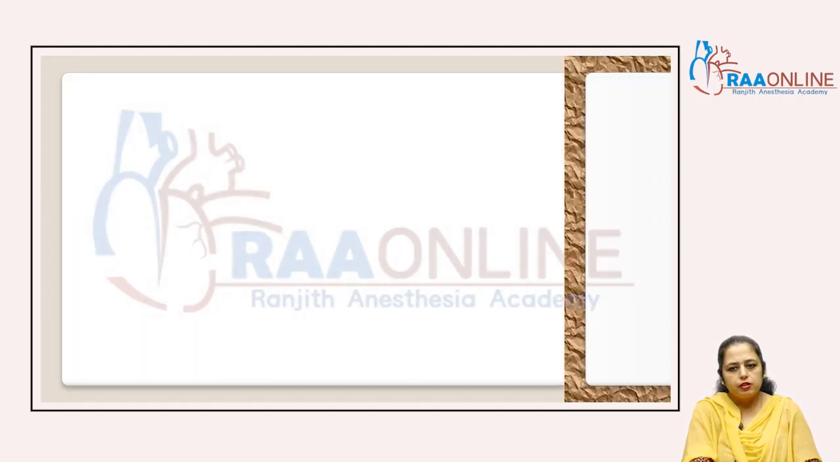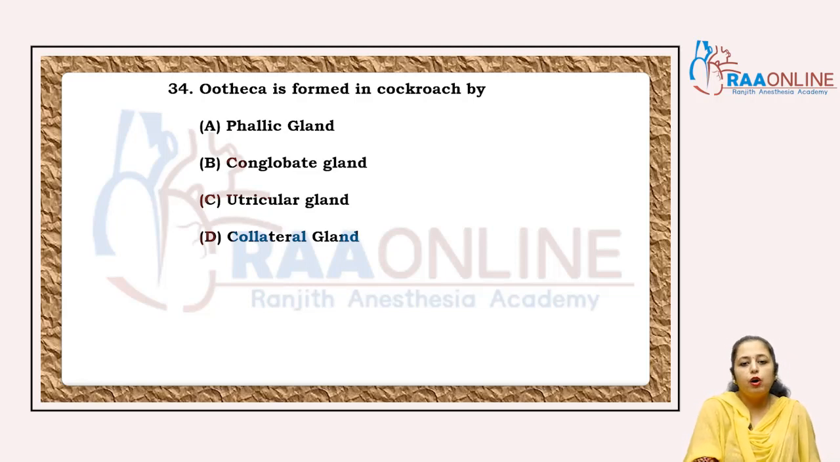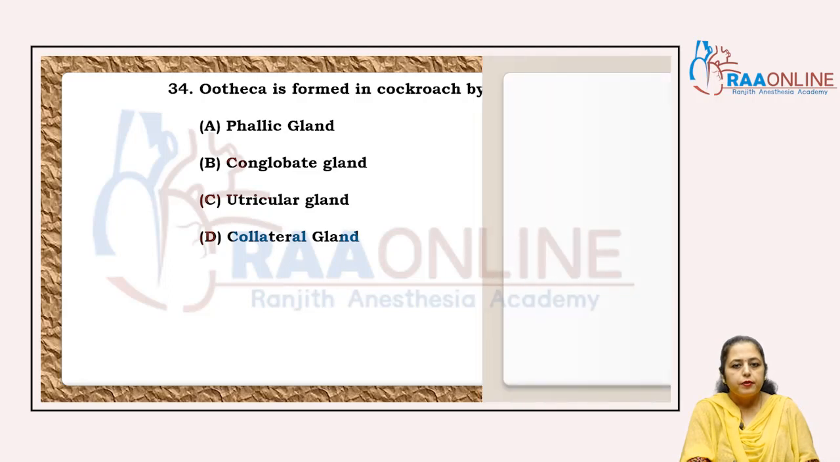Come to the next, the ootheca, which is related to the cockroach, right? The ootheca is formed in the cockroach by the collateral gland. This is the function of the collateral gland, that is, formation of the ootheca, right.